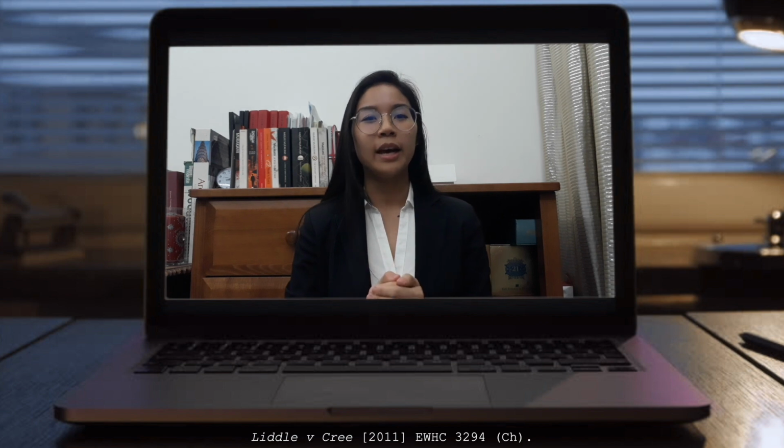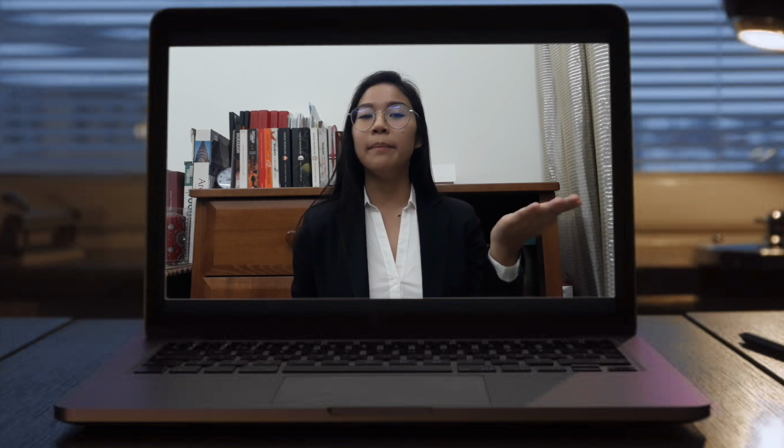Little and Cree held that undue influence can include a deliberate non-disclosure of relevant information. Justice Richards went on to draw a distinction between an inadvertent non-disclosure and a deliberate concealment or suppression of material facts, where only deliberate concealment amounts to undue influence.